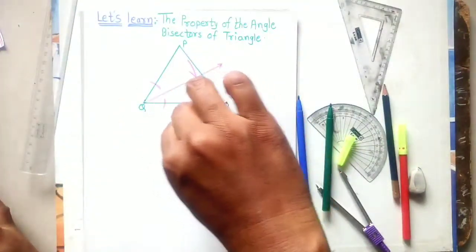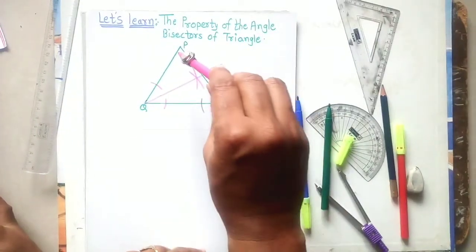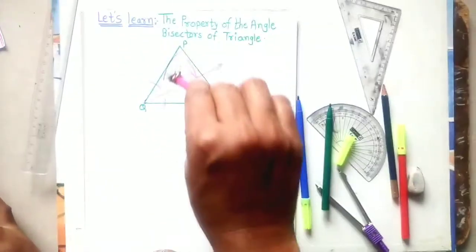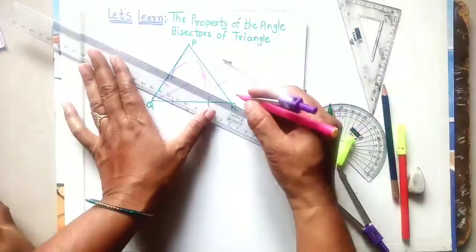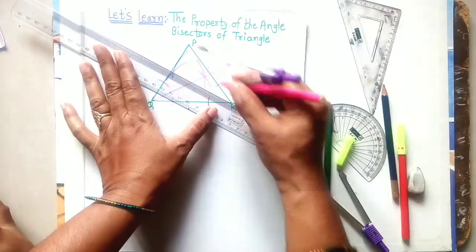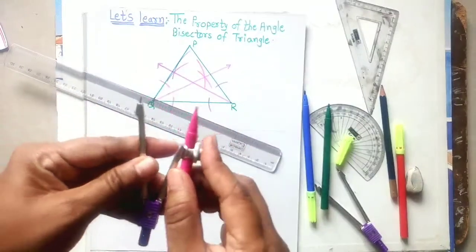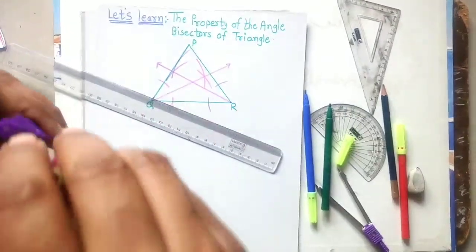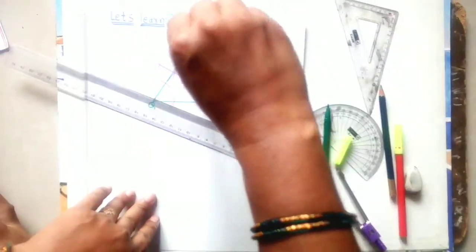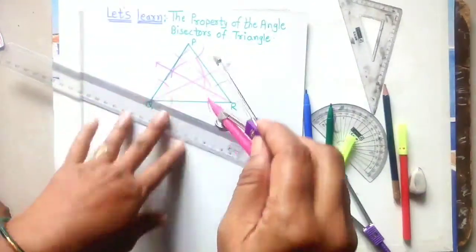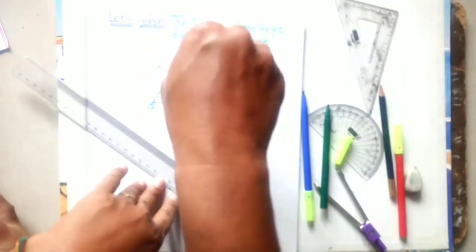Next angle PRQ. Use a compass to draw the bisector of PRQ. Next angle is QPR. Use a compass to draw the bisector of QPR.